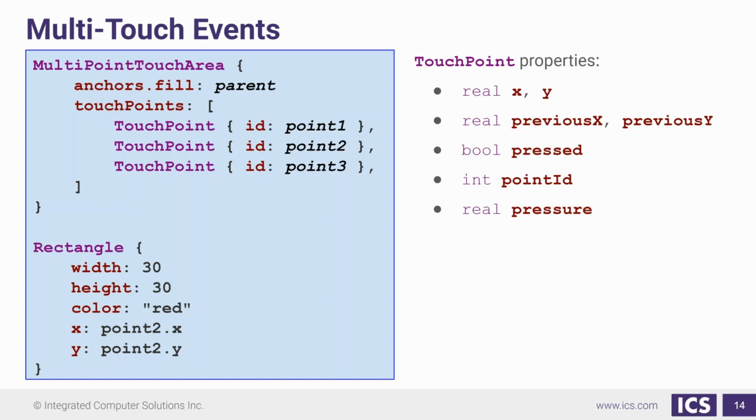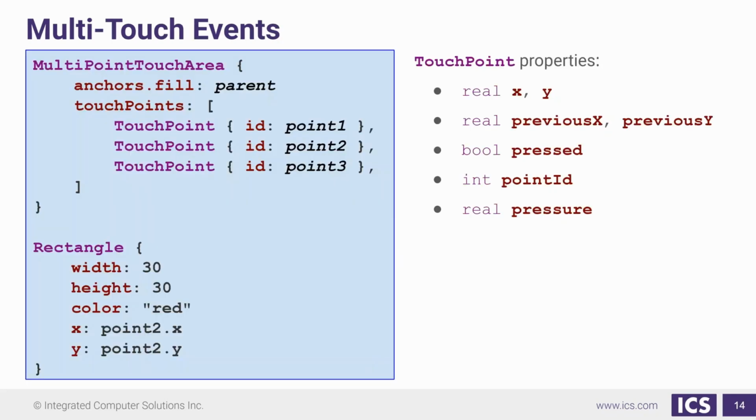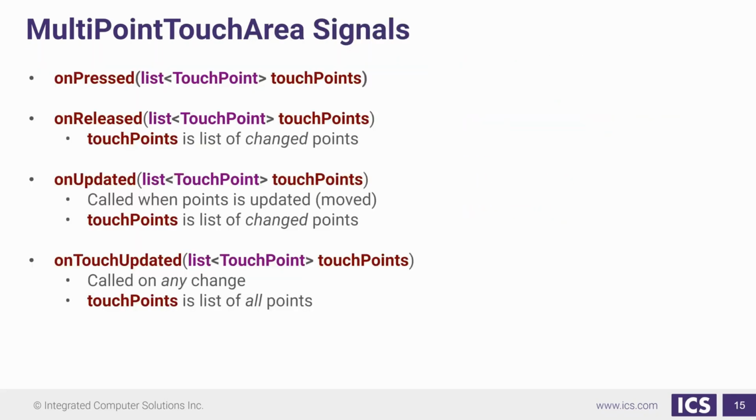So in this example on the screen here, we have 3 touch points in our multi-point touch area. And when you touch them, we're able to get the rectangle to come up. Now, similar to the mouse area, there's also signals for press and release. But these ones are a little bit different because they are going to return a list of the points. So on pressed is going to return a list of all the pressed points. When they're released, it's going to give us a list of all the points that have changed.